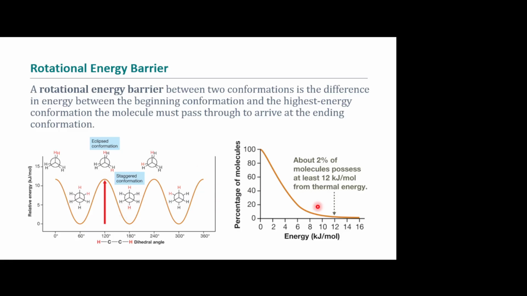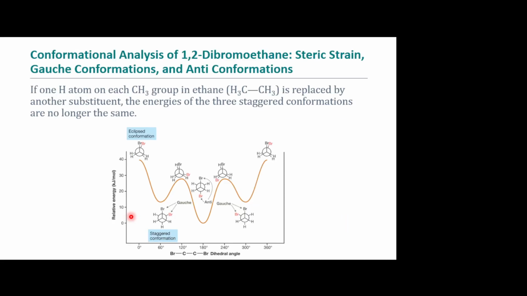So in this case right here, this takes about 12 kilojoules per mole. At this temperature, the percent of molecules we'd find at 12 kilojoules per mole is about 2%. So about 2% of the molecules at any given time would have enough energy to actually do that rotation. Okay, and so they'll overcome it and go over here, and that's about 2% at any given time.